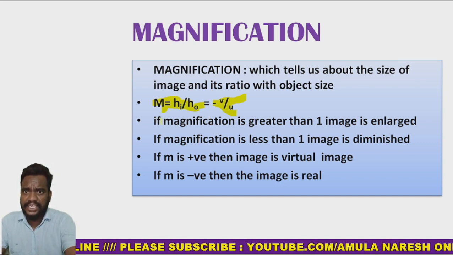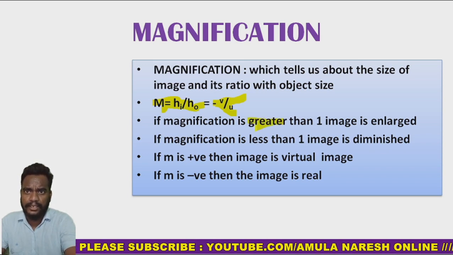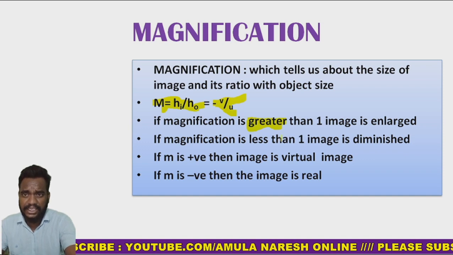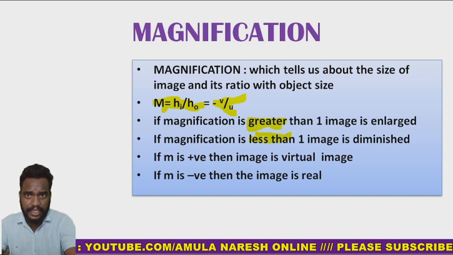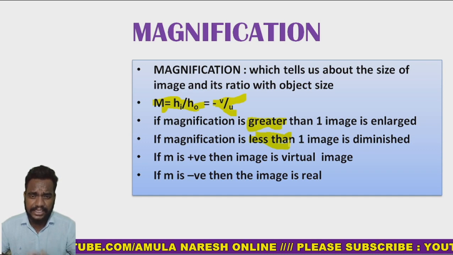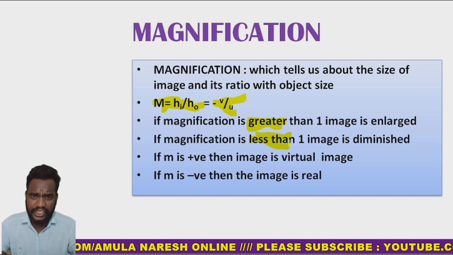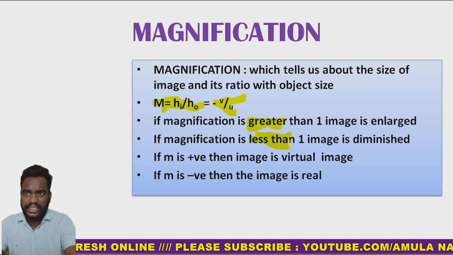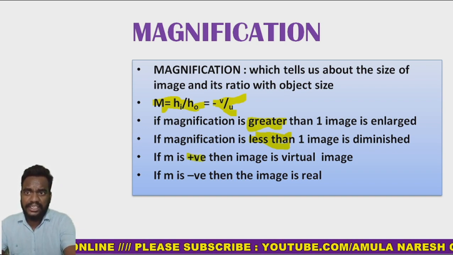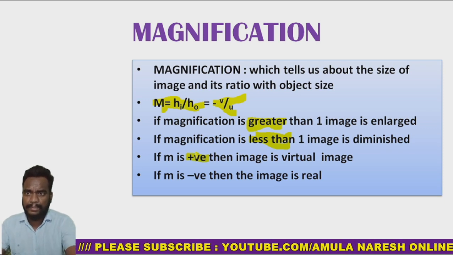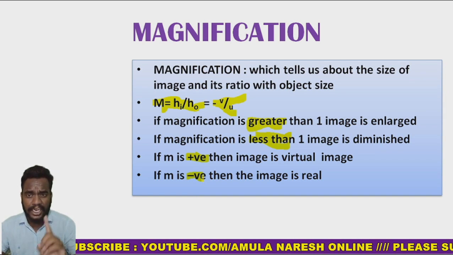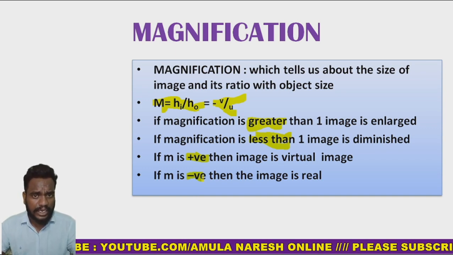So if magnification is greater than 1, then the image is enlarged, and if the magnification is less than 1, then the image is diminished. Remember this point. Then if the magnification is positive, then the image is virtual, and if the magnification is negative, then the image is real. So a real image always has a negative magnification and a virtual image always has a positive magnification, right?